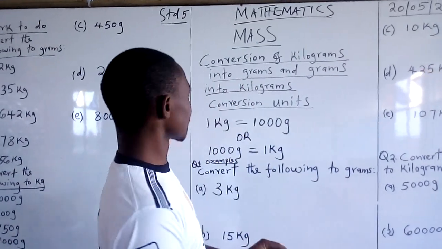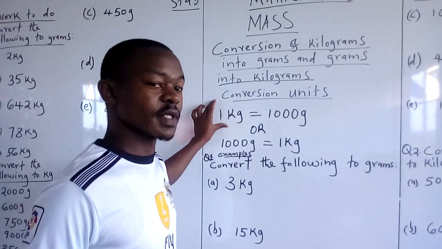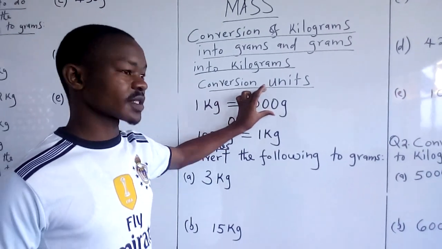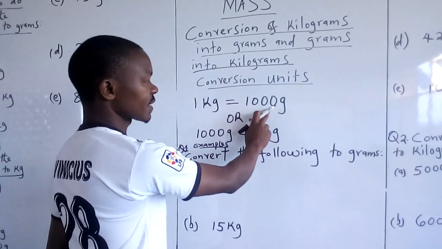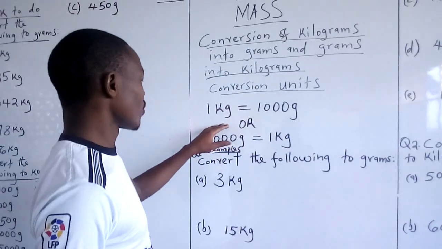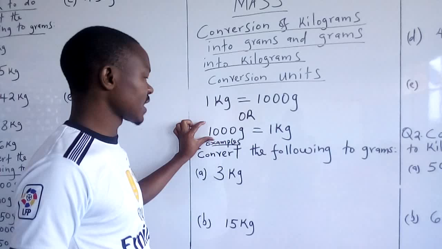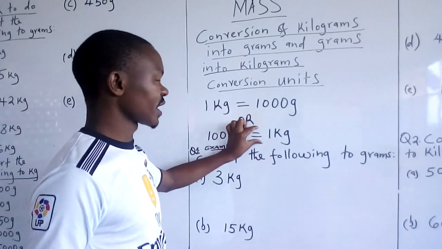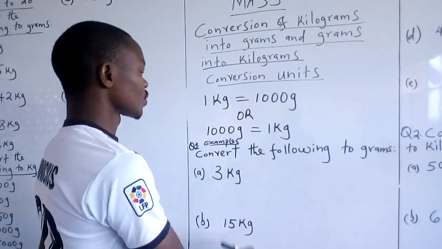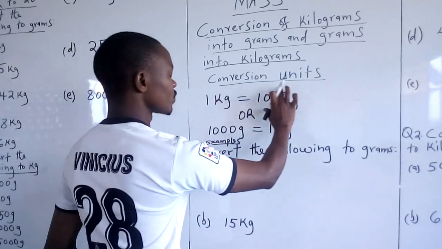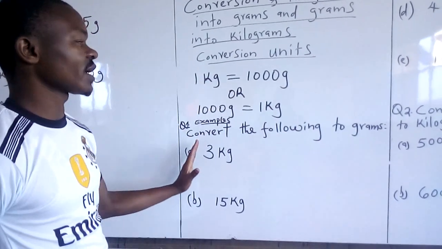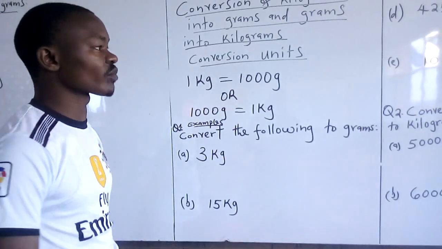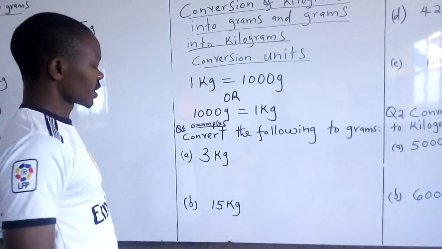As you can see here, 1 kilogram is equivalent to 1000 grams. 1 kilogram is equal to 1000 grams, or you can say 1000 grams is equivalent to 1 kilogram. We are going to use these conversion units to convert either from kilograms to grams or from grams back to kilograms.